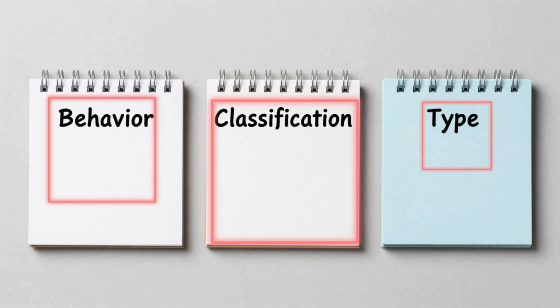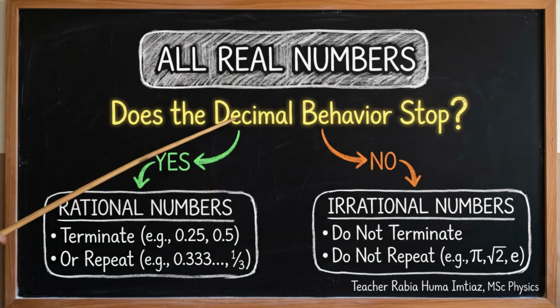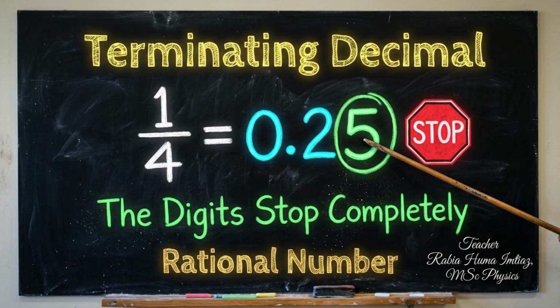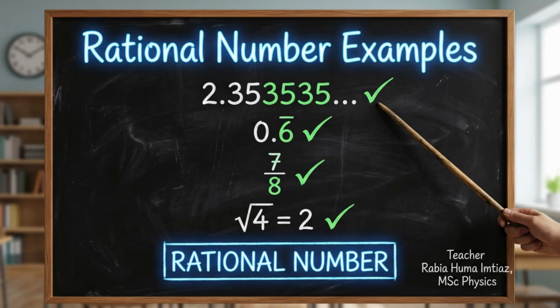Here, we encounter our first big question. Does the decimal behavior stop? If the answer is yes, we follow the green arrow down. This means the digits come to a complete halt right after the decimal point. Mathematically, we call this a terminating decimal. Because it stops perfectly, it immediately joins the rational number family.